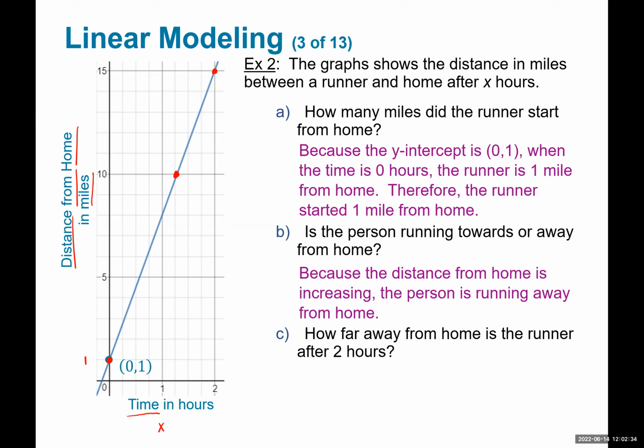How far away from home is the runner after 2 hours? It looks like at 2 hours, he's 15 miles from home. And that point is 2:15.